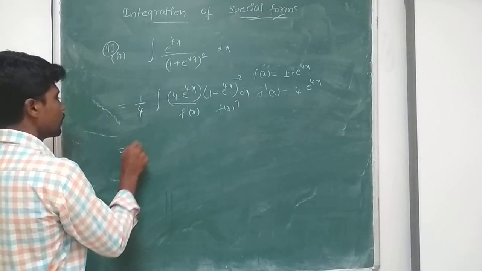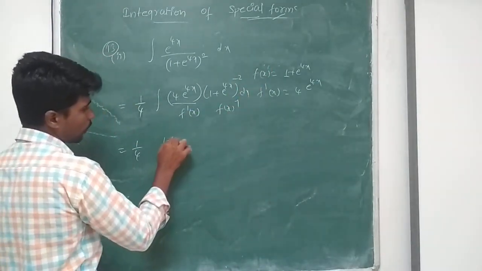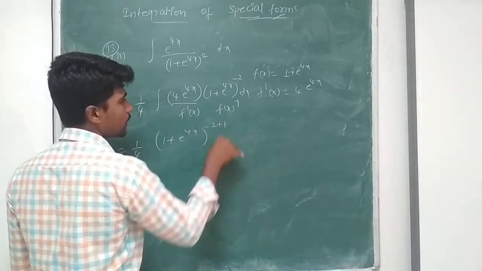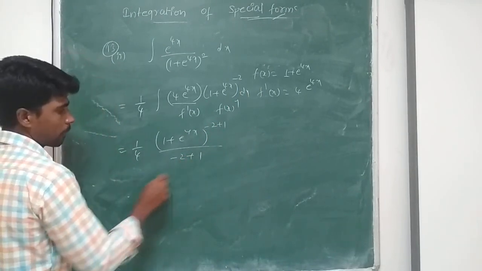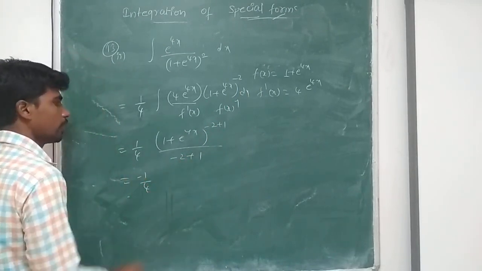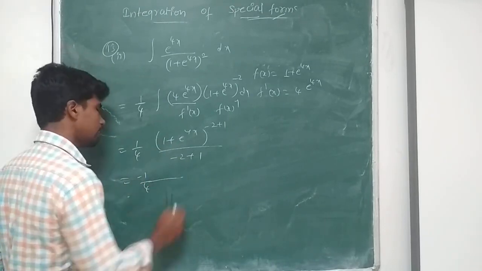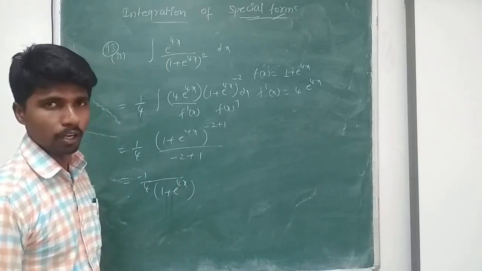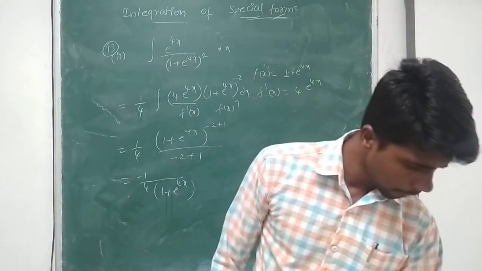So what is our answer? 1 by 4 into f of x power n plus 1. So 1 plus e power 4x power n plus 1, that is minus 2 plus 1, by minus 2 plus 1. So the answer is minus 1. So minus 1 by 4 into 1 plus e power 4x power minus 1, which can be written with denominator 1 plus e power 4x. Okay, this gives our answer.